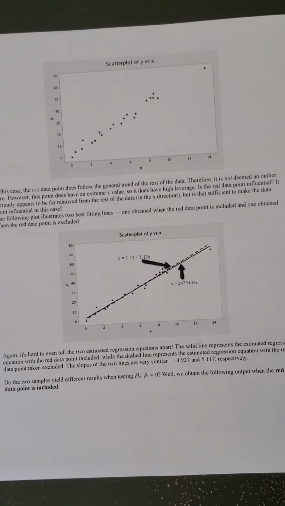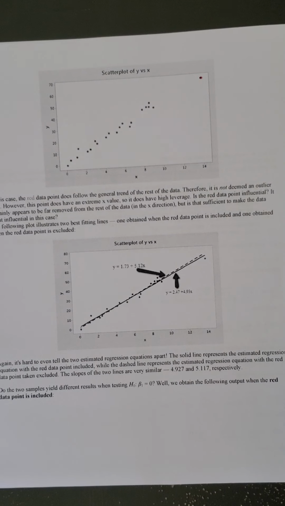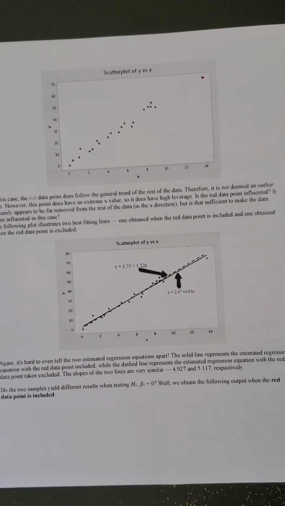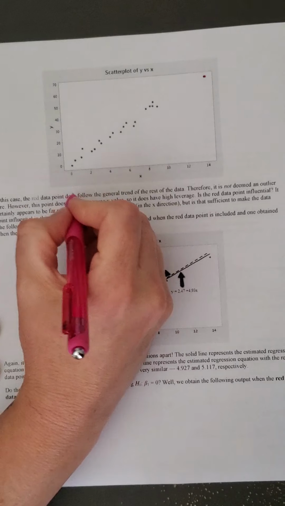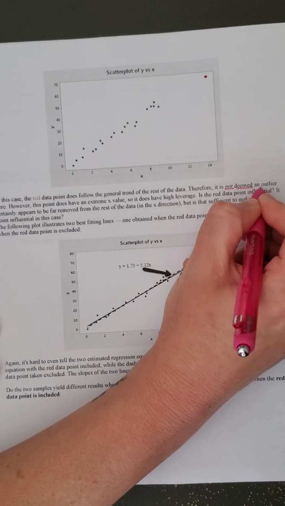So now we have this data point out here that they're talking about. Do we think it's an outlier? Do you think it has high leverage? So what do you think? In this case, the red data point does follow the general trend of the rest of the data. Therefore, it is not deemed an outlier.